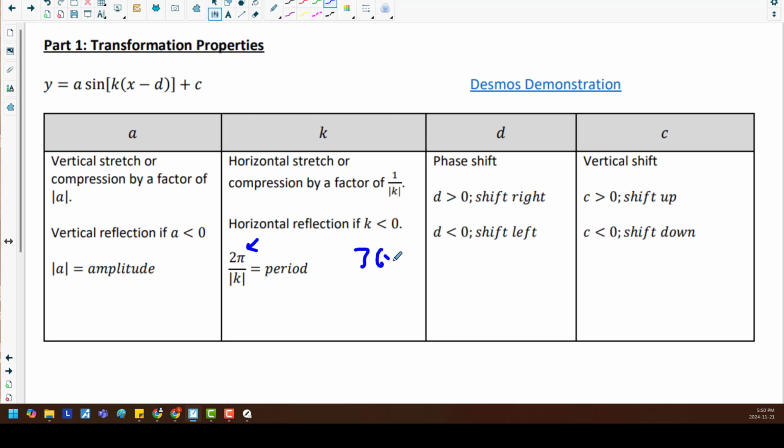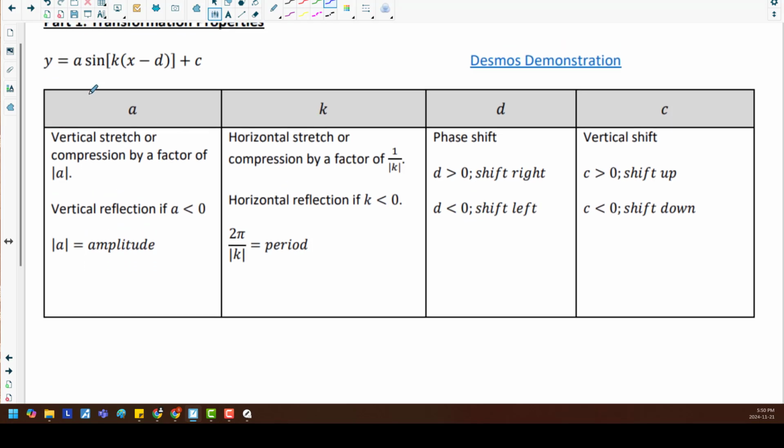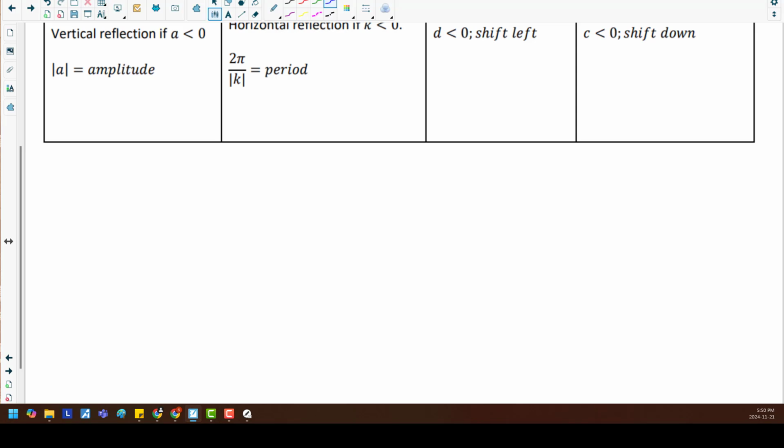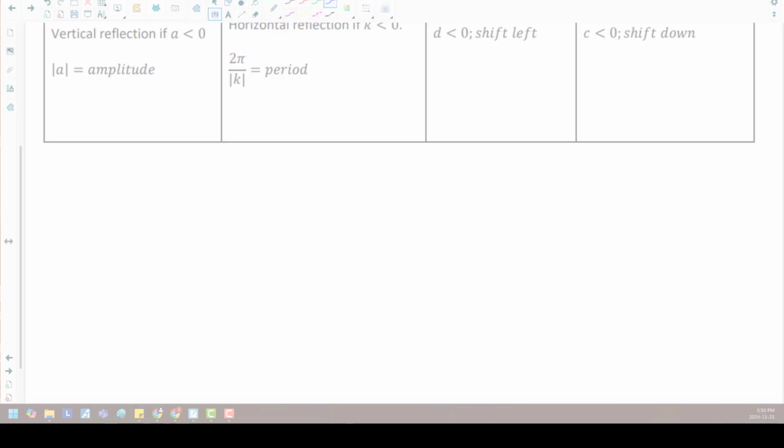So in grade 11, you probably learned there was 360 over k. But remember, we're not using degrees anymore. So it's 2 pi over k. D value is phase shift right or left, and vertical shift is your C value. So yeah, exact same thing, same general formula. The only difference is now we're using radians as opposed to degrees.